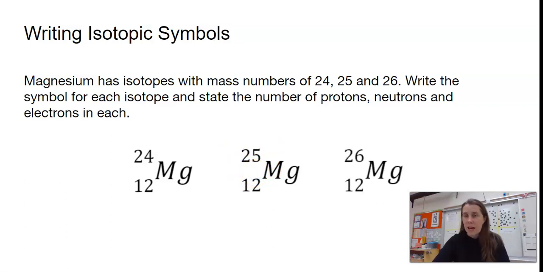Right? And then the last one is magnesium 26. So again, the only thing that changes is the number up here. Protons is still 12, electrons is still 12 because it's neutral, and then our neutrons, since it got one heavier, we must have one additional neutron, so we must have 14 neutrons in this atom of magnesium.